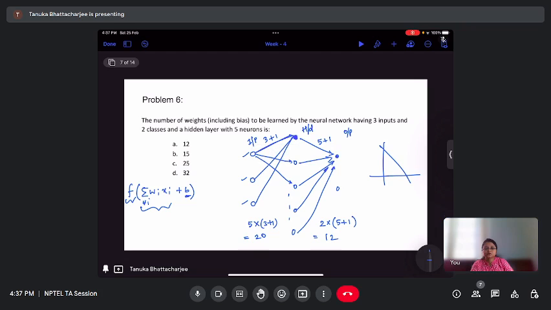Madam, this bias term will go on adding to all the neurons which are there, hidden to output. So, for each neuron you will have a different bias term, because each of them is modeling a different feature. So, each will have a separate bias term.